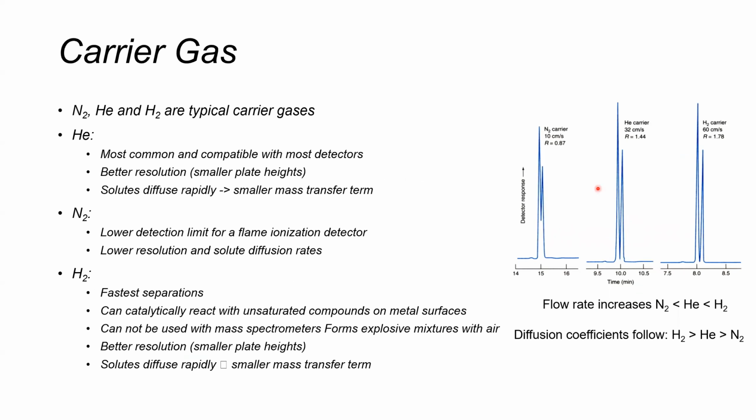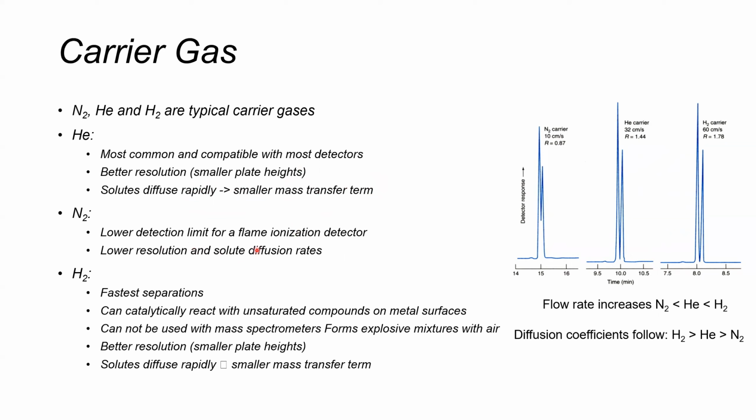The carrier gas, there's three main types of carrier gas. There's nitrogen, helium, and hydrogen. So helium is the most common, and it's going to be compatible with most detectors. It gives a better resolution because it gives smaller plate heights, and solutes typically diffuse rapidly, and there's a smaller mass transfer term. So it's also an inert gas, so it's typically not going to really react with any of the analyte species, so you don't necessarily have to worry about that.